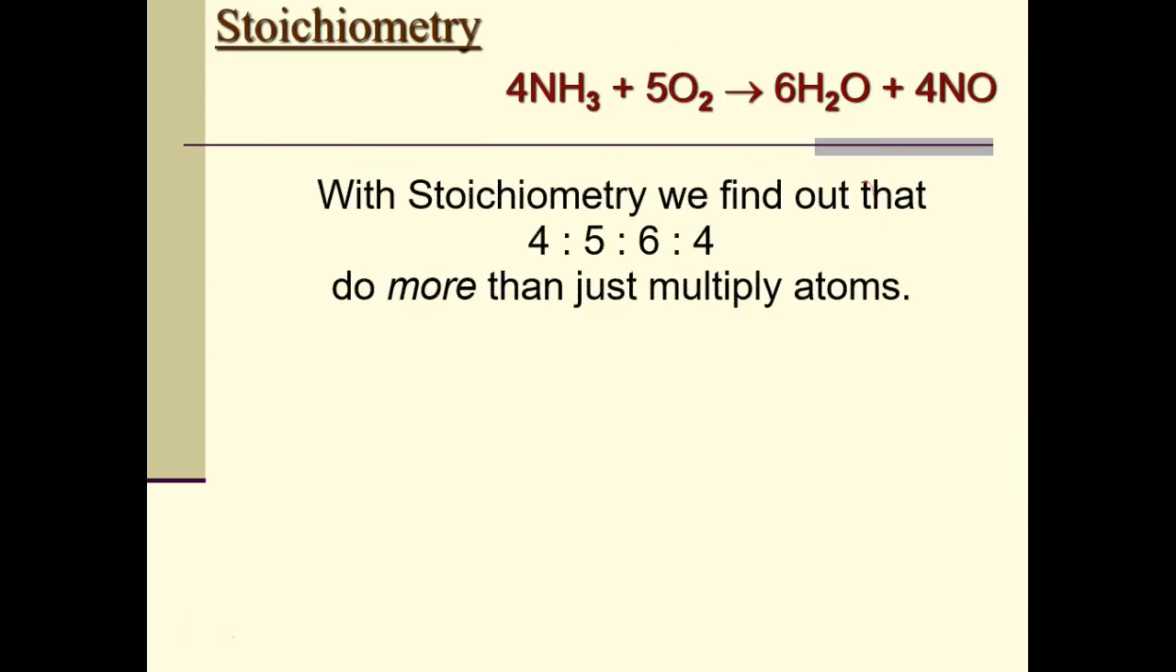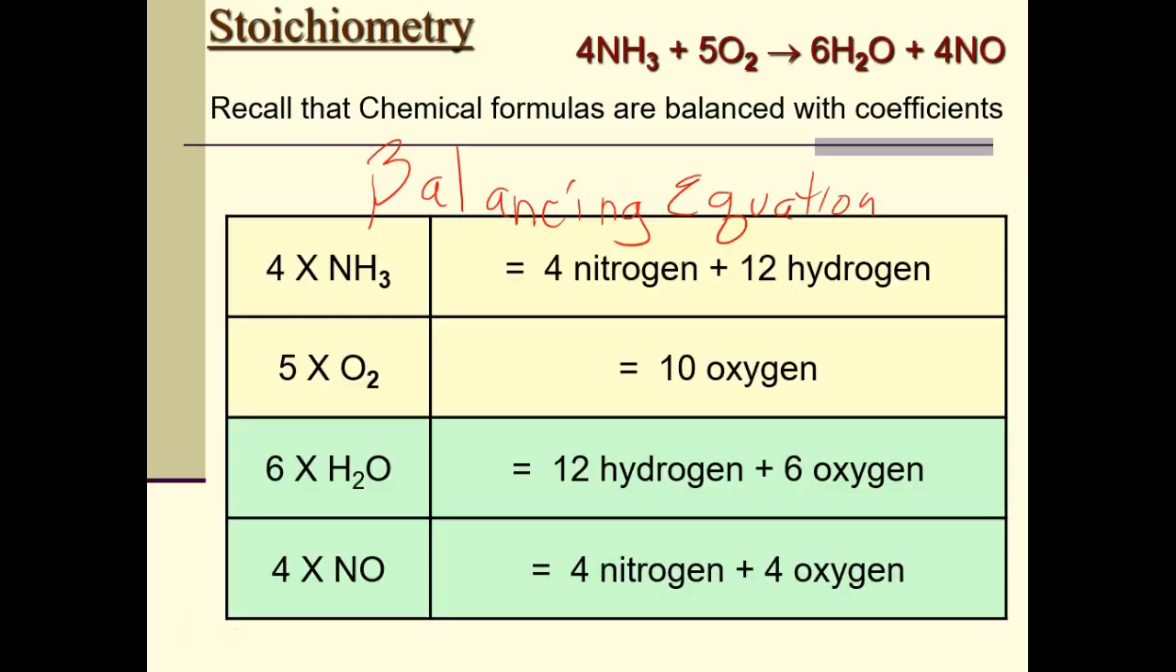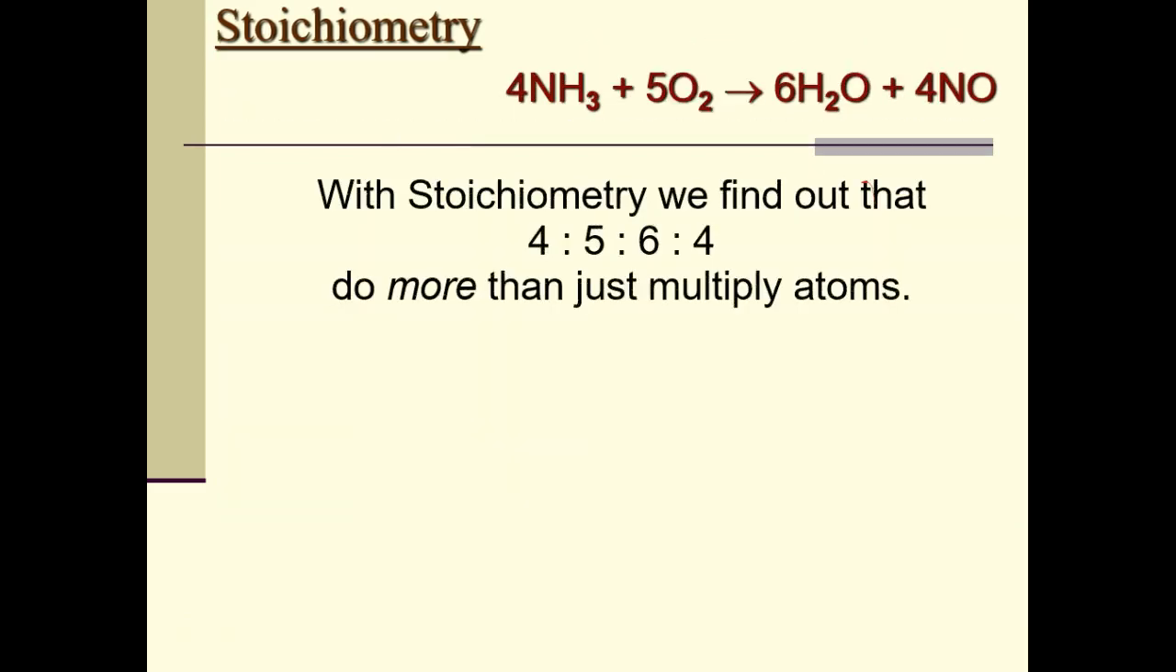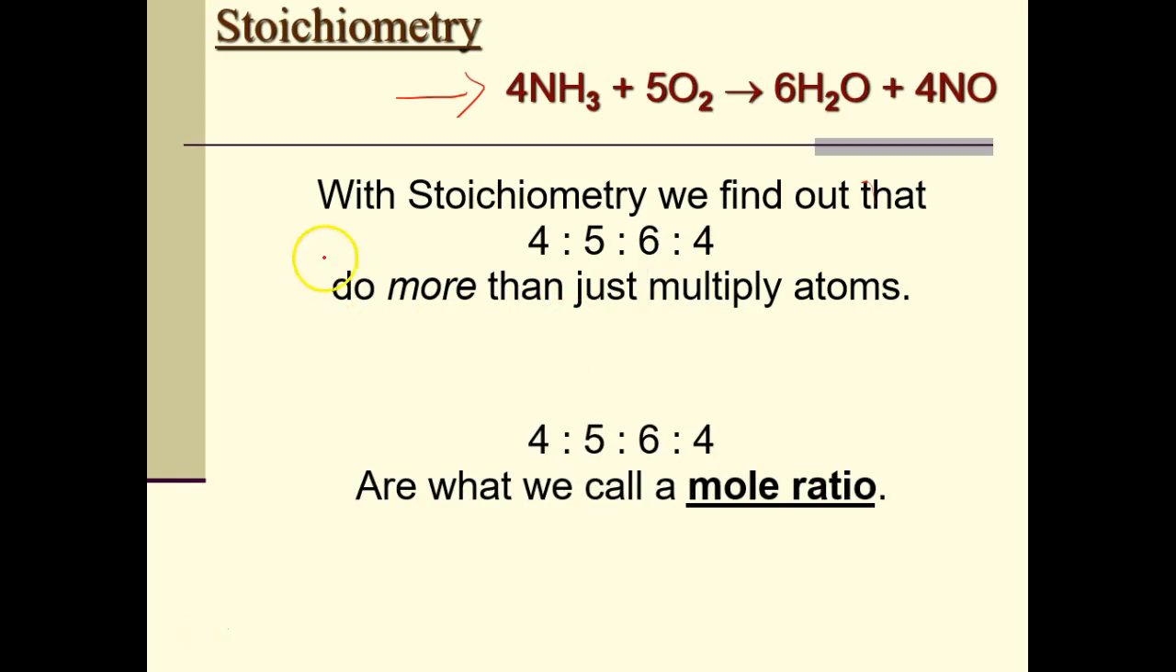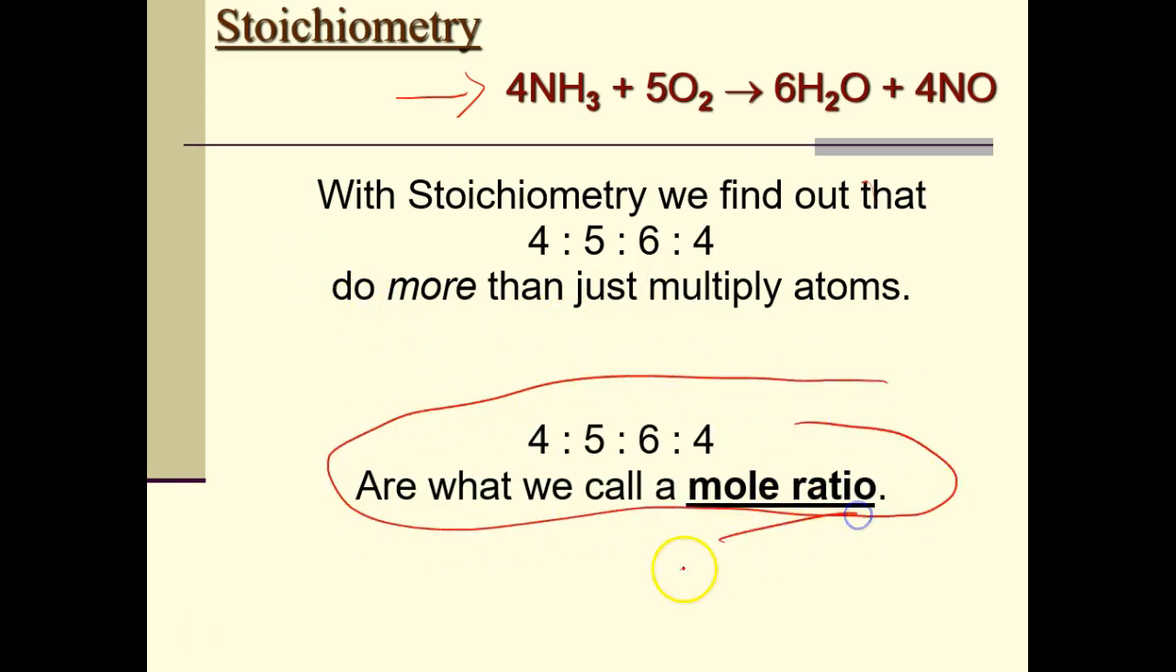All right, so with stoichiometry, let me back up. If we have this equation right here, and I would write this one down, with stoichiometry, the 4, 5, 6, 4 do more than just multiply atoms for us. They are called a mole ratio. And I would definitely know what a mole ratio is, because I'm going to tell you it's on the test.